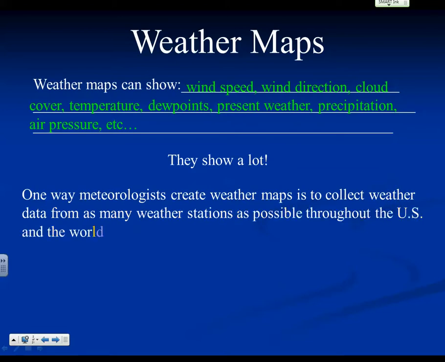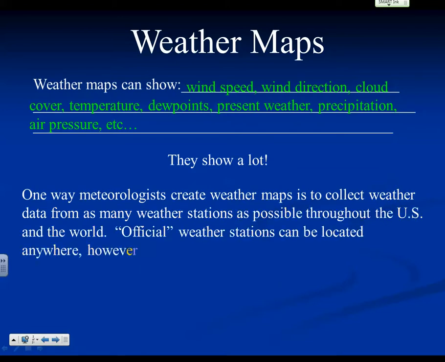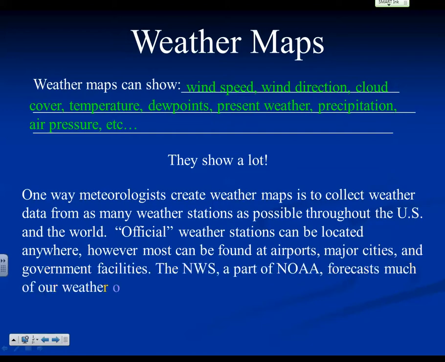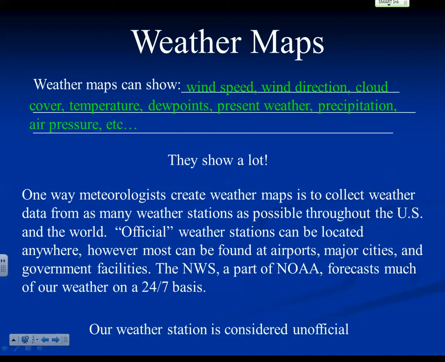And of course, in order to make all these weather maps, meteorologists have to collect weather data. Now this has been automated for the most part, but there's still lots and lots of unofficial weather stations like the one at our school here. And the National Weather Service, which is a part of NOAA, makes forecasts for our weather on a 24/7 basis.